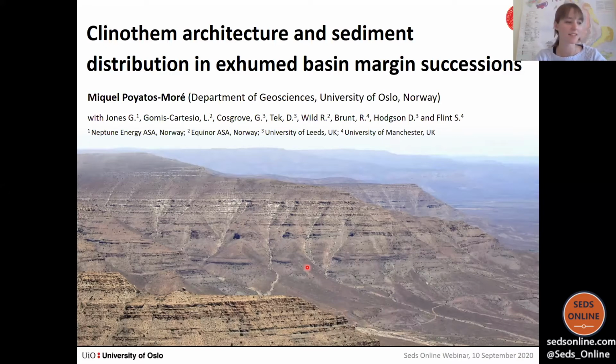Miquel is working on clastic depositional systems across different basin settings, and is today going to talk to us about clinothem architecture and sediment distribution in exhumed basin margin successions. So it sounds fantastic, and I'm really looking forward to hearing what you have to say. So without further ado, we'll hand over to you, Miquel.